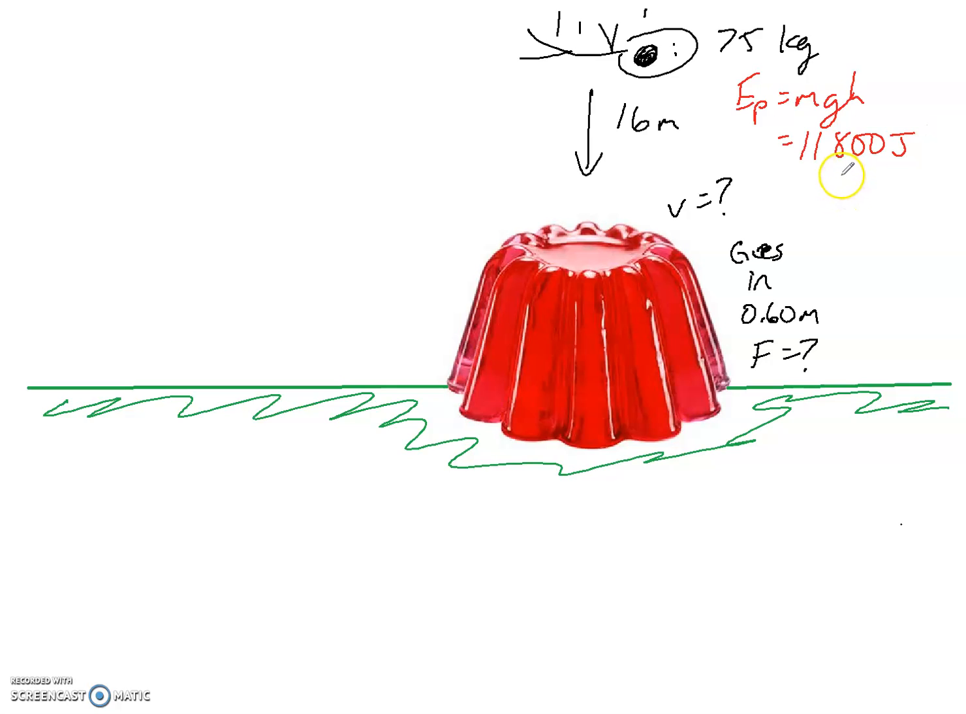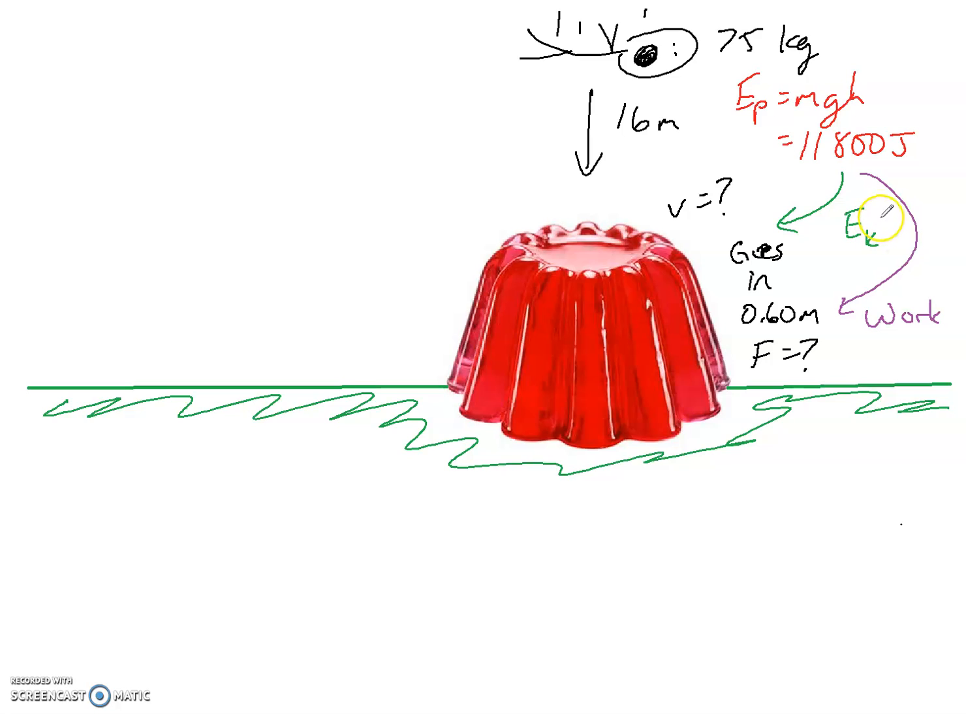When that energy is down here and he hits the jello, it is all turned into kinetic energy. So it's all kinetic energy when he hits the jello. And of course, all that is taken away by work when the jello slows him down. So we'll use those two things to figure out our values.